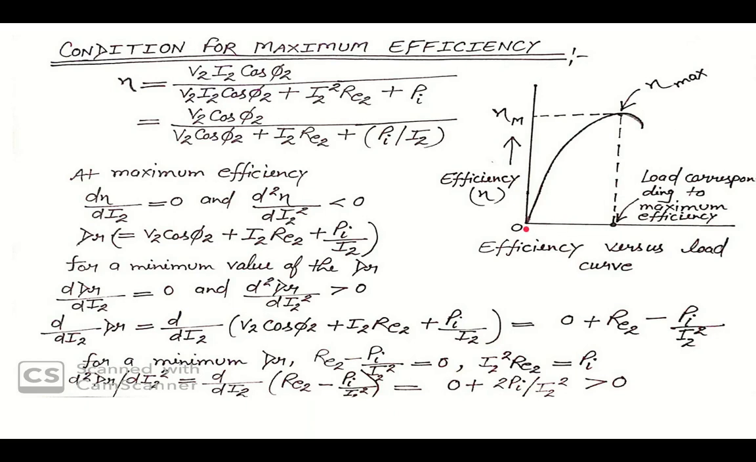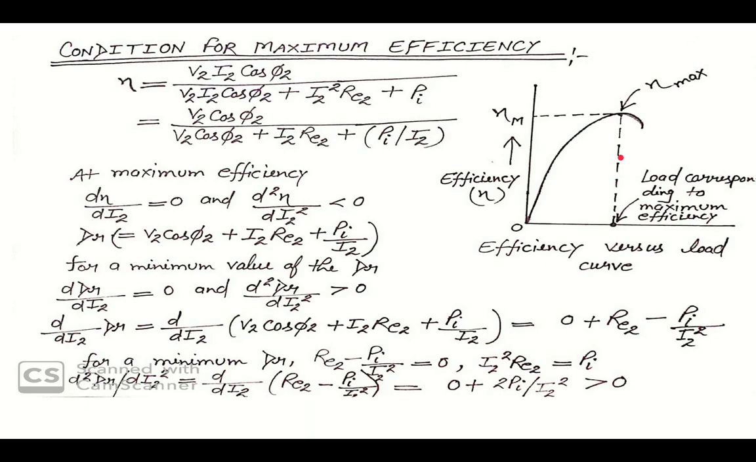You can see here the efficiency is low at small loads and reaches a maximum value for a certain load. The efficiency then decreases as the load is increased. Sometimes it is desired to know under what conditions and at which value of the load the transformer will operate at its maximum efficiency. You can see here eta is maximum at a load corresponding to maximum efficiency. At this load eta is maximum.